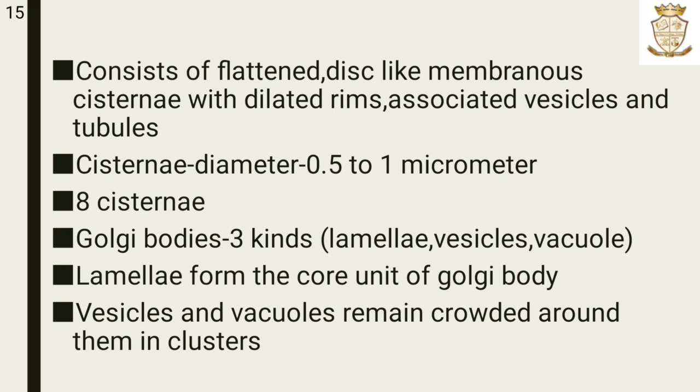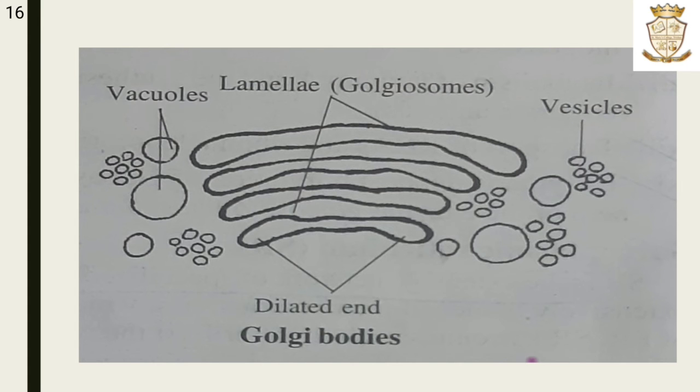Golgi body consists of flattened disc-like membranous cisternae with dilated rims, associated vesicles and tubules. The diameter of cisternae is 0.5 to 1 micrometer. We can see almost 8 cisternae in the Golgi body. Golgi body contains 3 structures: lamellae, vesicles and vacuoles. Lamellae form the core unit of Golgi body. Vesicles and vacuoles remain crowded around them in clusters. Here we can see vacuoles, lamellae and vesicles.